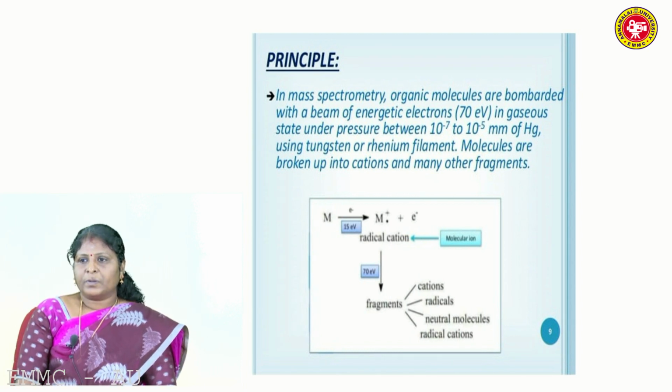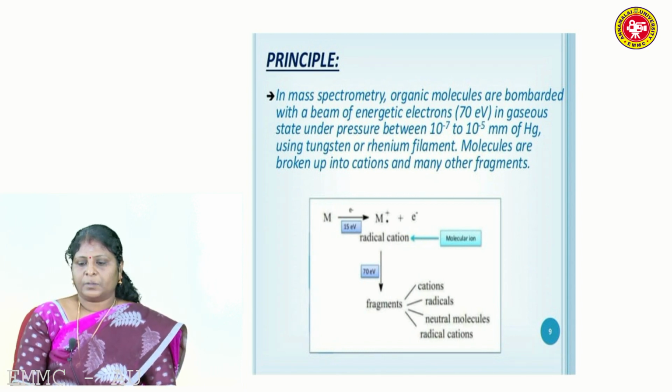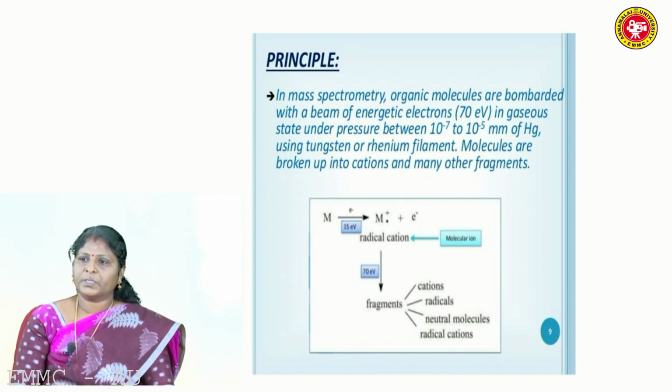The principle of mass spectrometry: organic molecules are bombarded with a beam of energetic electrons having 70 electron volts. The molecules should be in the gaseous phase under a pressure between 10 power minus 7 to 10 power minus 5 mm of mercury. Using a tungsten or rhenium filament, molecules are broken up into cations and many other fragments.